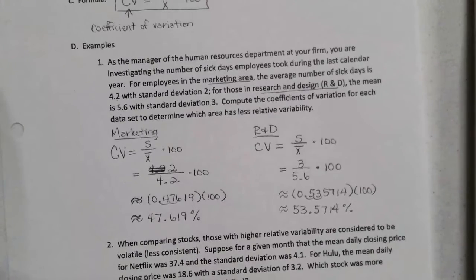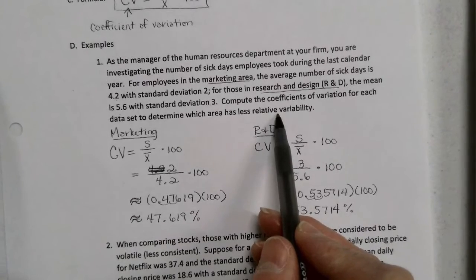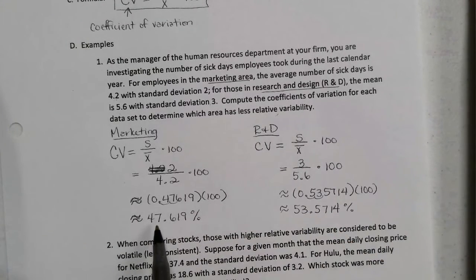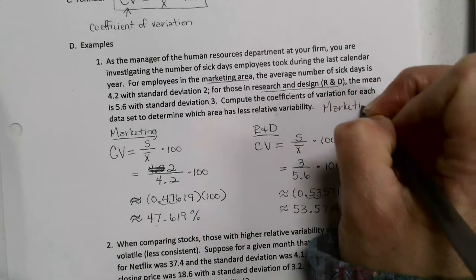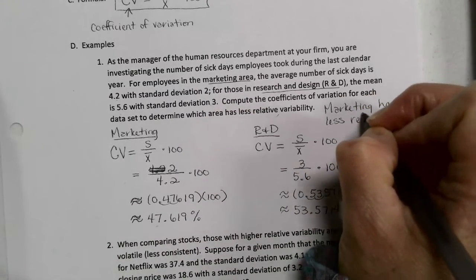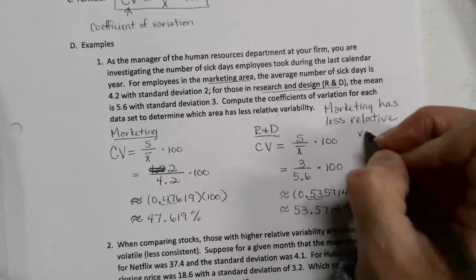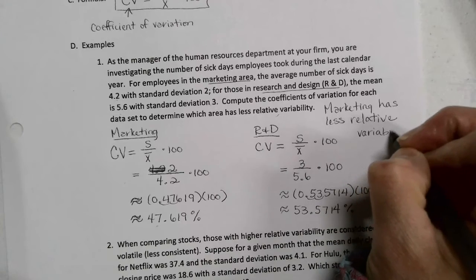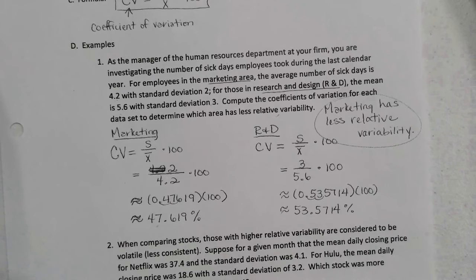So now as I compare these two, I want less variability, because less variability gives me more reliability. This is the group that has less variability. So the marketing group has less relative variability. The marketing group is going to be more reliable in its data.